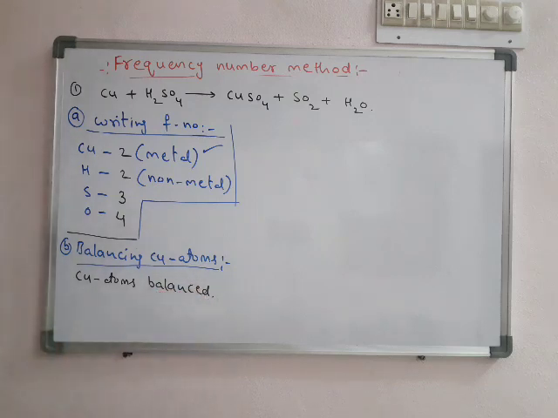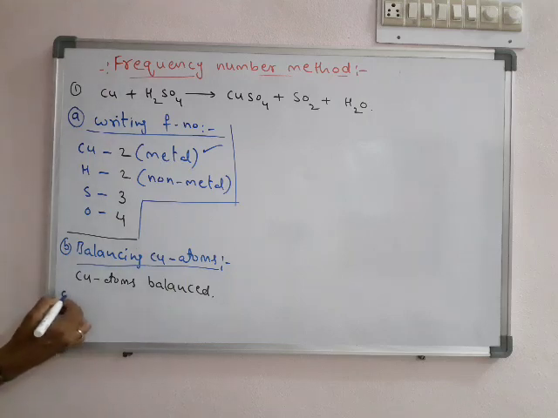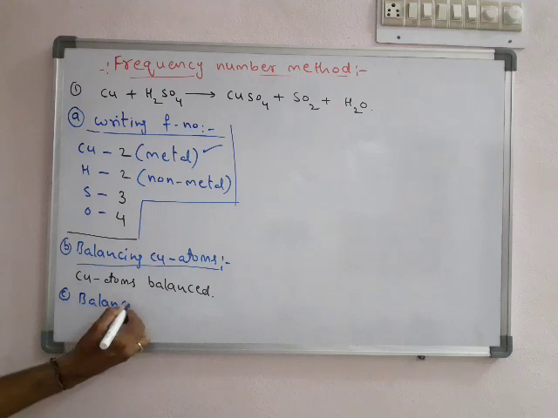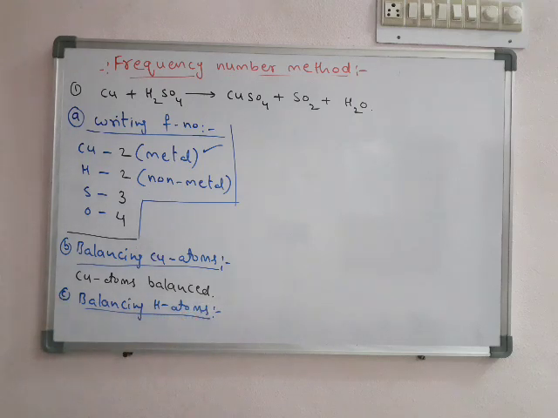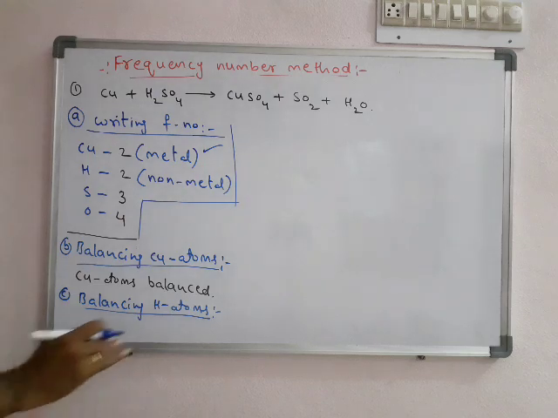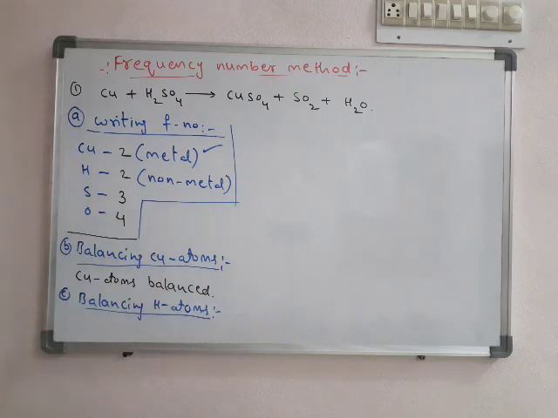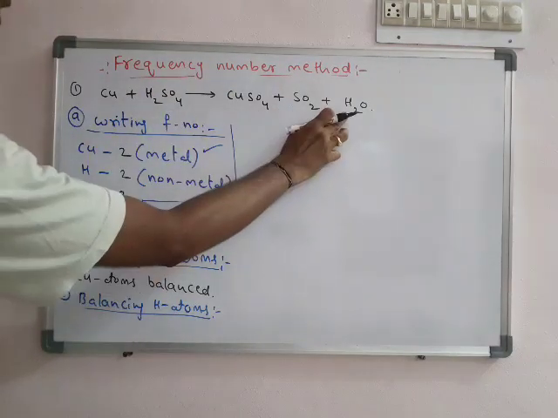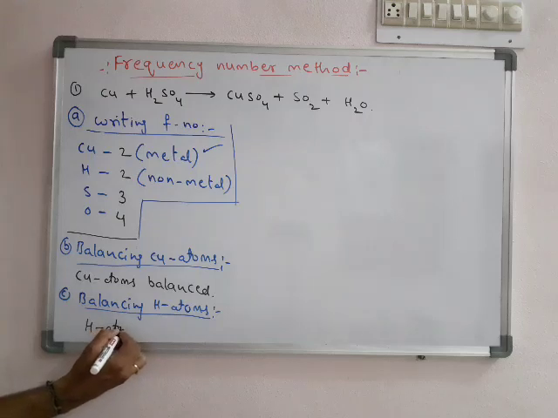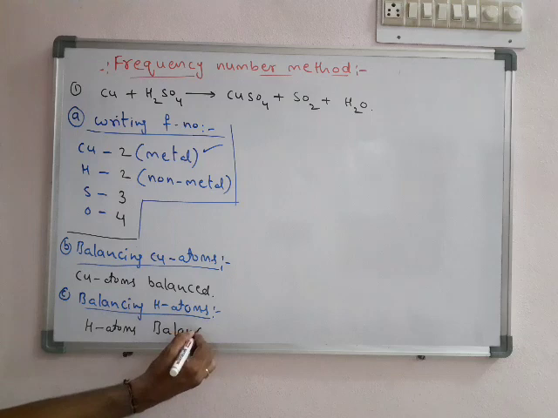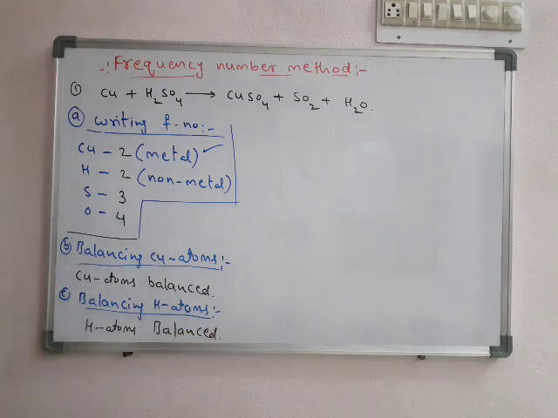Now what is the next step? Next, the hydrogen balance. We need to balance the hydrogen. Balancing hydrogen atoms: how many hydrogens are present at left side and right side? Here 2 hydrogens, here also 2 hydrogens. So it is also balanced, no problem. It's a very simple equation.